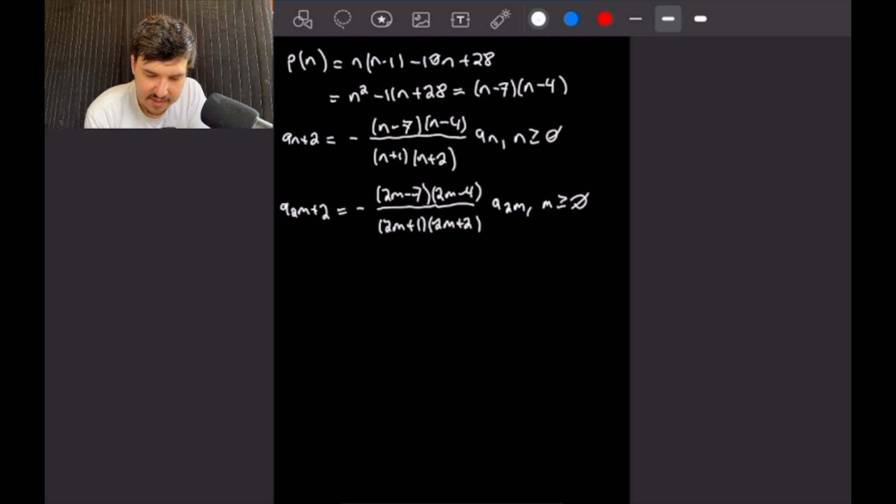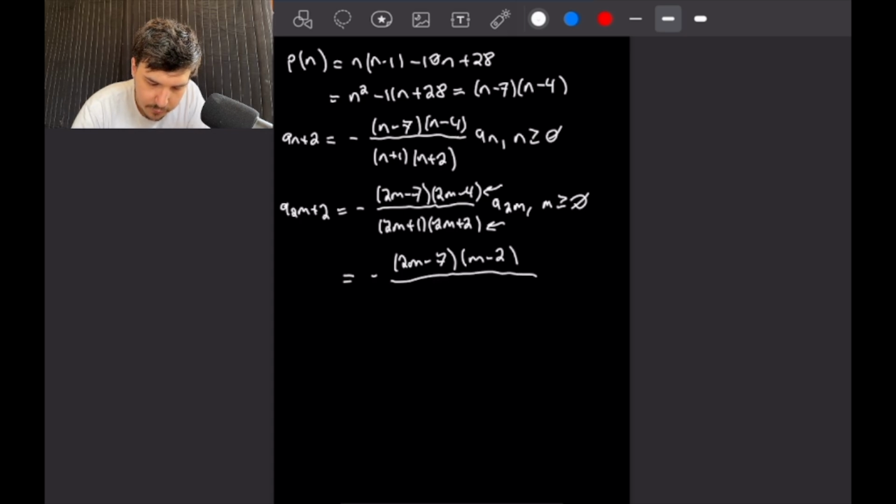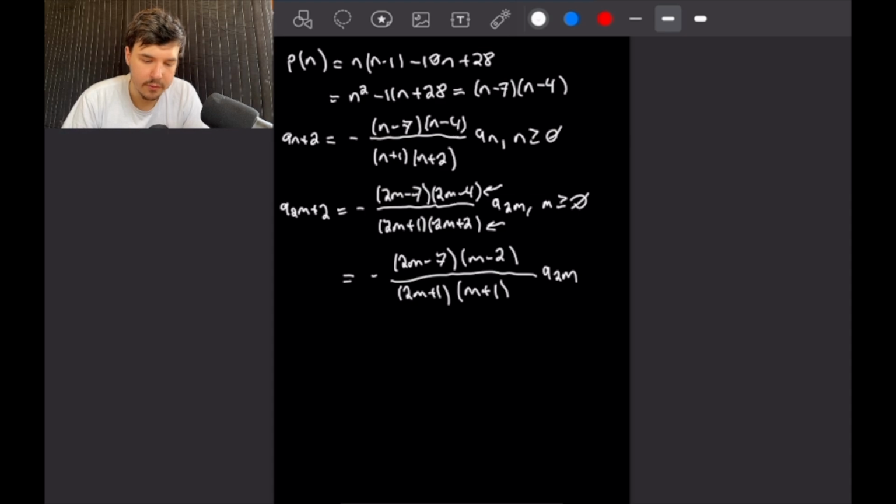Now, just like we did in the last problem, we are going to extract a 2 out of our numerator and denominator, specifically these terms that I have marked with this arrow here. Once we simplify that by factoring out the 2's and canceling them, we will get that this is equal to negative 2m minus 7 times, we'll be left with an m minus 2 in our numerator, and that will all be over a 2m plus 1. And once we cancel out that 2 in the denominator, we will have an m plus 1 there. And this will be times a sub 2m, once again for m greater than or equal to 0.